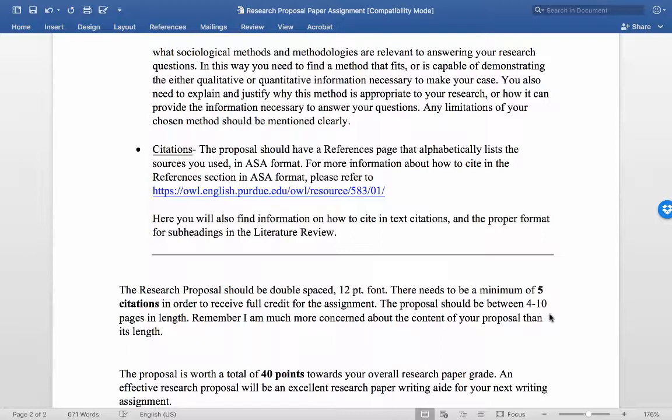And the proposal's worth a total of 40 points towards your overall paper. So it's an important step in the paper, and it's a lot easier than the stuff that comes later. If you have an effective proposal, all this is going to do is basically mean that for your next assignment, the lit review, you already have pretty much half of that done, right? And with the edits you're going to get back from me, hopefully that's going to help you figure out where the strengths are, how to hone in on those, and how to clear up some of the errors or weaknesses.